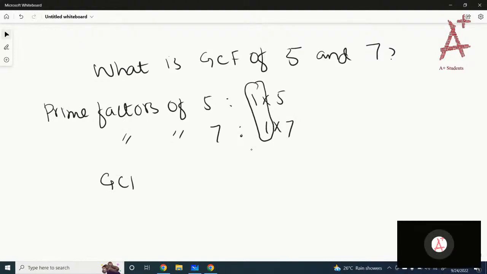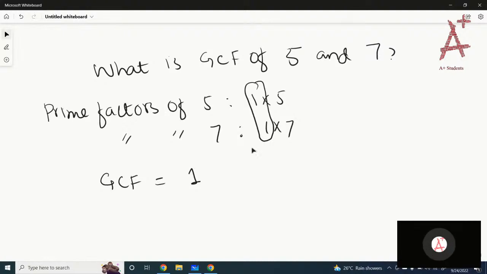So the GCF is 1. Why is the greatest common factor 1? Because both the numbers are prime numbers. So prime numbers don't have any common factor. So that's why their GCF is 1. Got it? Okay.